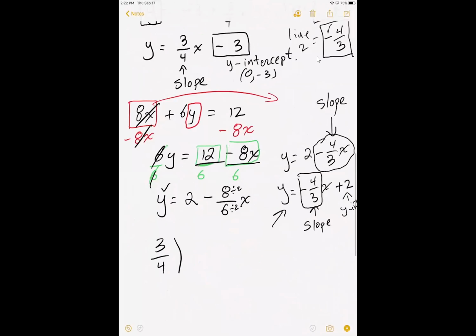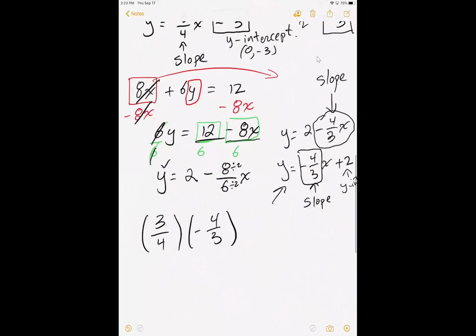-4/3. You can see they are opposite reciprocals. So we know that the answer for A is they are perpendicular. They are perpendicular lines, meaning the two lines cross somewhere. They cross with a 90-degree angle somewhere, okay?